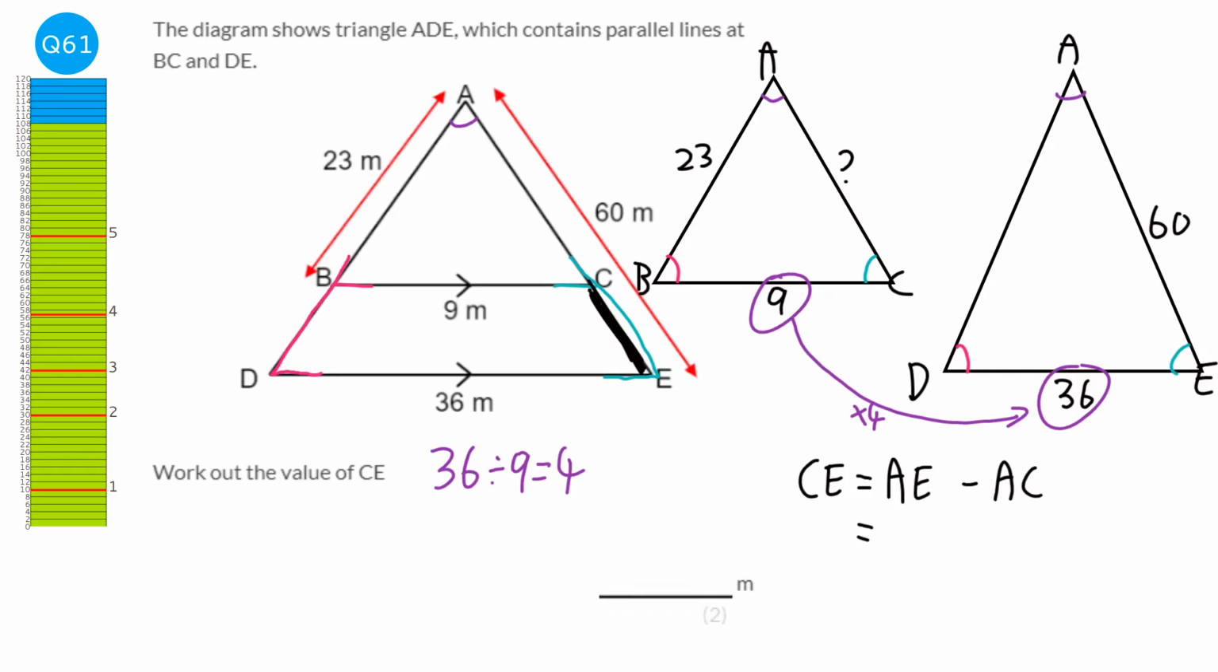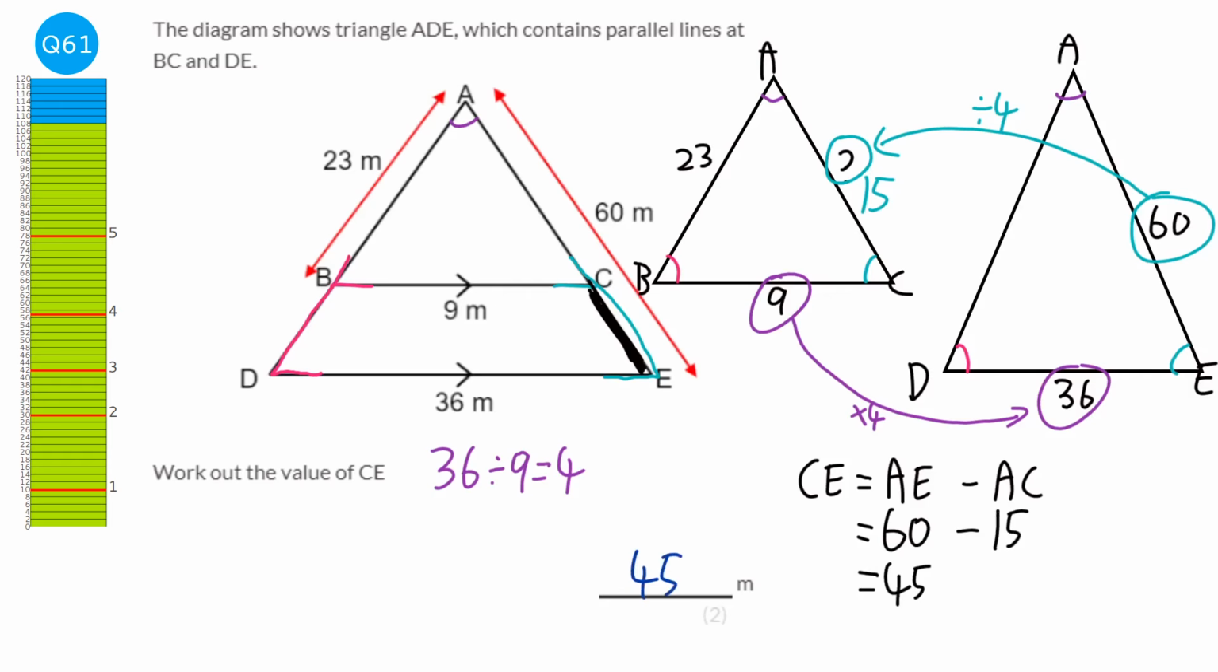But here we need to find out what this one is. So one corresponding is this one. We're going from the big to the small, and so to work out from the big to the small, we've got to divide it by the scale factor. So divide it by 4. So 60 divided by 4 is 15. So we know what this one is. So AC is 15. And so we're going to do AE, which is 60, take away the 15, and that will tell us what CE is, which is 45. So our answer is 45.